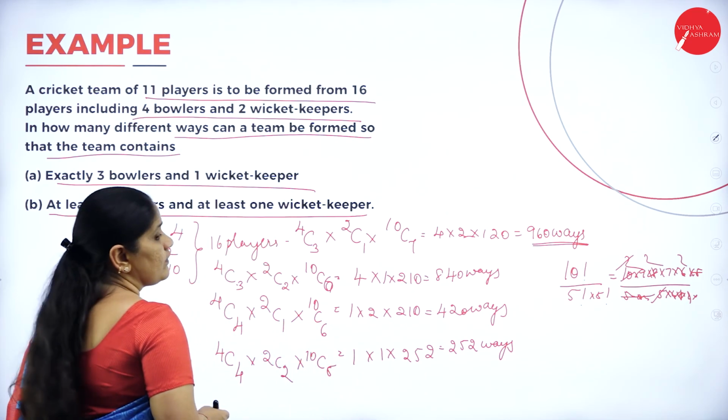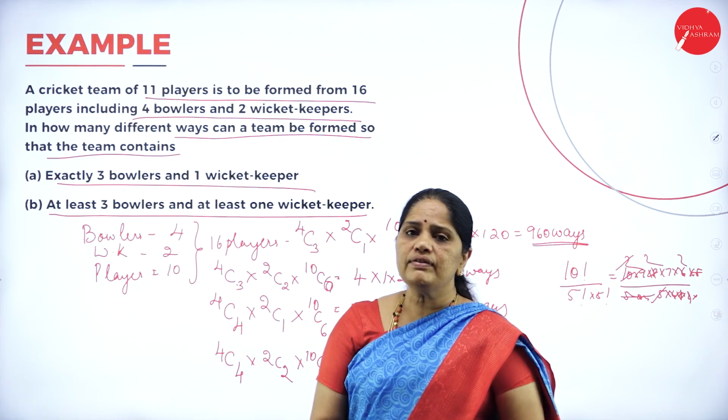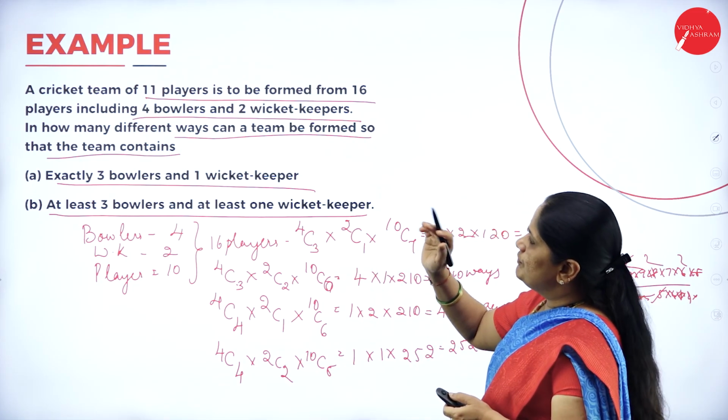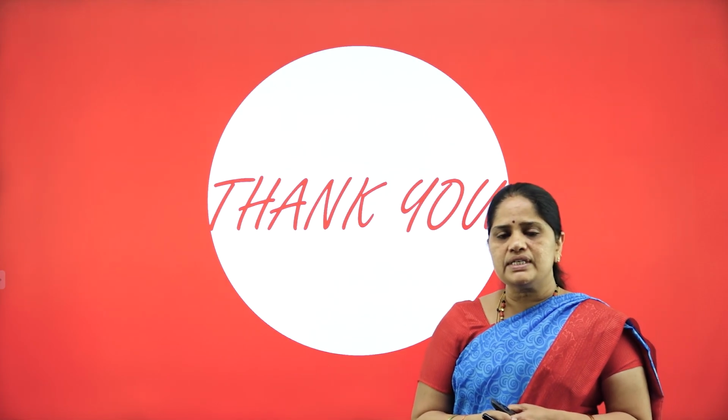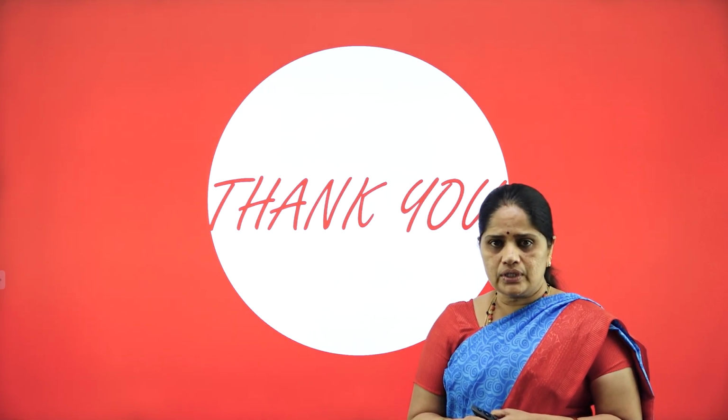So, in this way, we can select a cricket team of 11 players comprising 4 bowlers and 2 wicket keepers. So, with this, we come to the end of this session. Hope you have followed. Thank you.